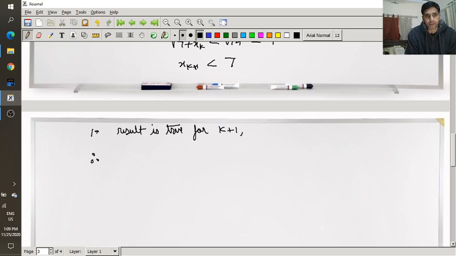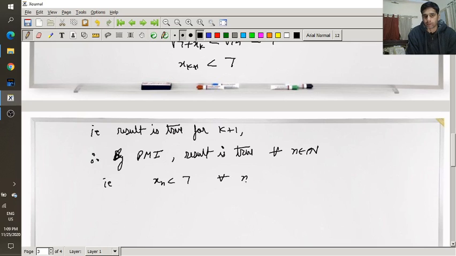Hence, by the principle of mathematical induction, the result is true for all n belonging to natural numbers. That is, xn is less than 7 for all n belonging to natural numbers. Now this implies xn is bounded above. xn is bounded.